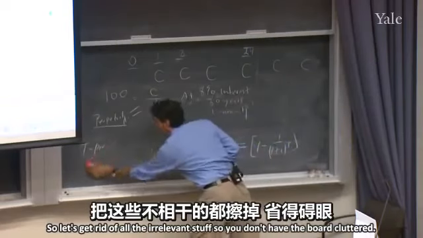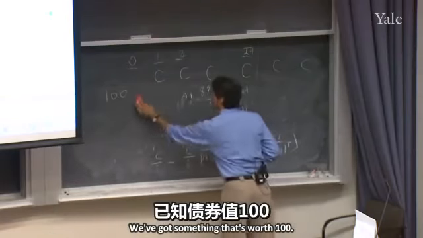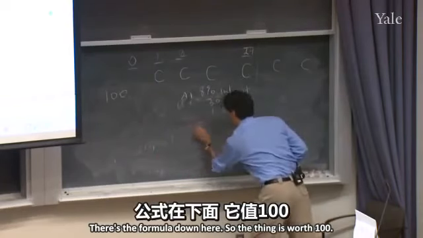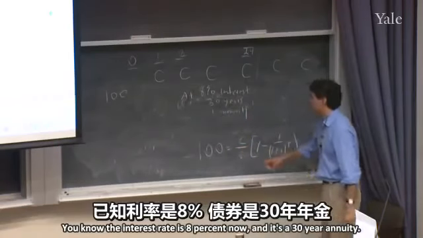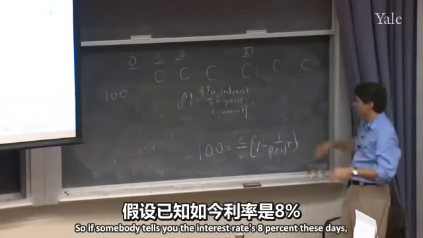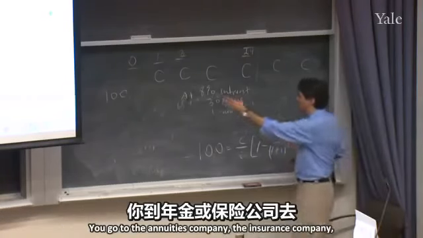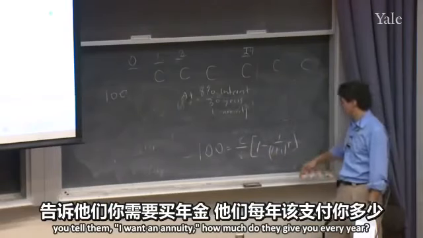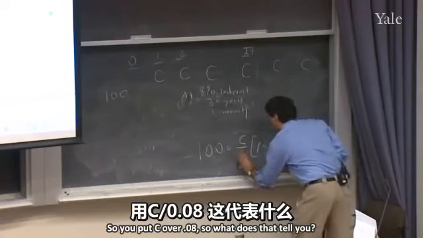All right, so let's get rid of all the irrelevant stuff so you don't have the board cluttered. We've got something that's worth 100. There's the formula down here. You know the interest rate is 8% now, and it's a 30-year annuity. You've got $100 to invest. You go to the insurance company and tell them, I want an annuity. How much should they give you every year? Well, you just have to figure out what C is. So you put C over 0.08.